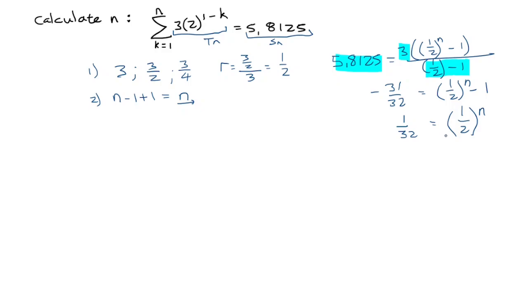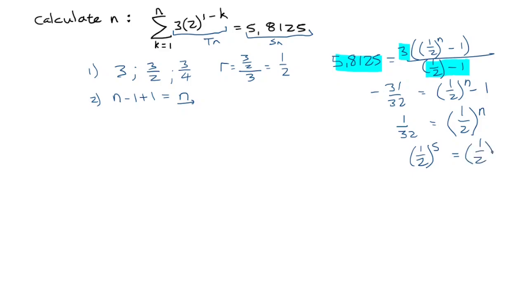If you were completely stuck at this stage, you could use logs. So the base of the log would be half, and the other number would be 1 over 32. But in this case, I notice that 32 is just 2 to the 5.